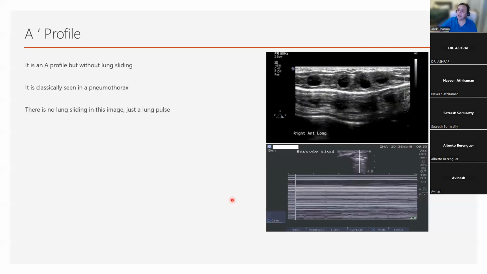Really, what you're trying to delineate is how severe this pneumothorax is. But by terminology, we call this an A' profile. Now, this is important because for a baby who's supine, air tends to rise anterolaterally. So you're really going to see an A' profile anterolaterally unless you have a loculated air collection. I'm not going to talk about that today.